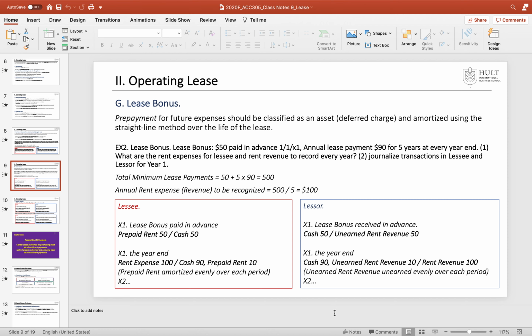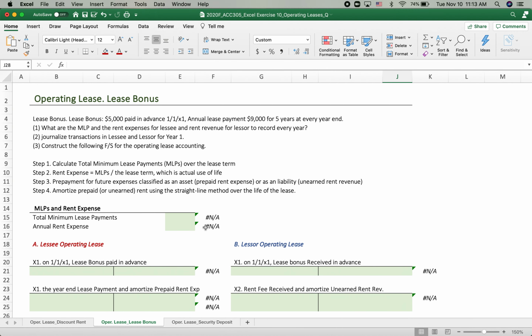Okay, the prepayment for future expenses should be classified as an asset, a deferred charge, and amortized using the straight line method over the life of the lease. That is the point of the lease bonus. So we are going to touch on the deferred concept, unearned revenue, and prepaid rent that we previously exercised maybe in week 1 or week 2. So let's go to the practice.